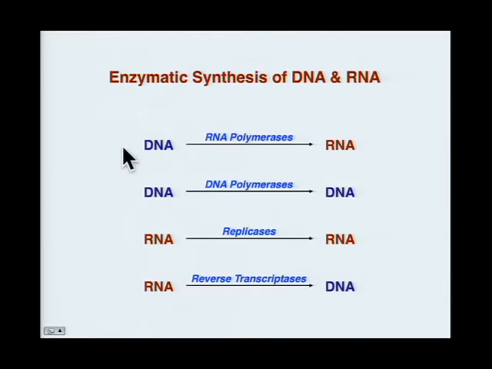All right, so we've looked at RNA polymerases today, DNA polymerases last time, but viruses can do some funky things. So some viruses have an RNA genome, and some viruses can make copies of that RNA genome using replicases. Other viruses can convert their RNA into DNA using reverse transcriptases.